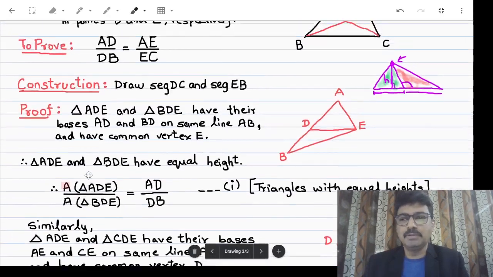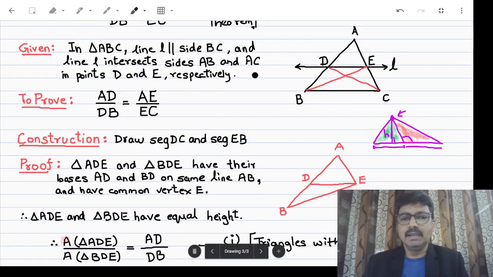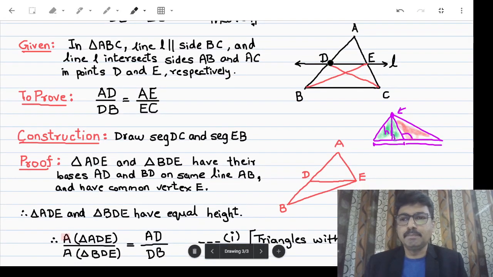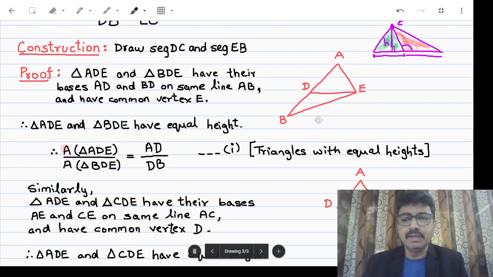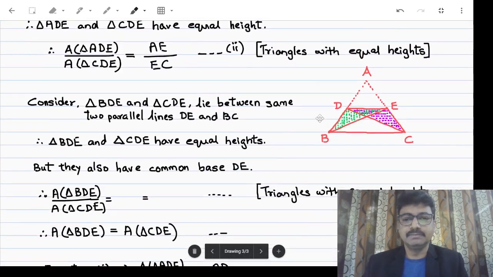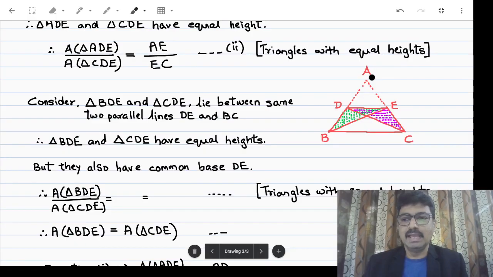Again, I go back to the main triangle and the lower part. Look at the lower part. Line L is parallel to BC. D and E are the intersecting points. B and C are the vertices of the triangle. And we have joined DC and EB. Focus on this part. I have redrawn it here. Same triangle ABC. Line L, I have only drawn the part DE, which is parallel to BC.